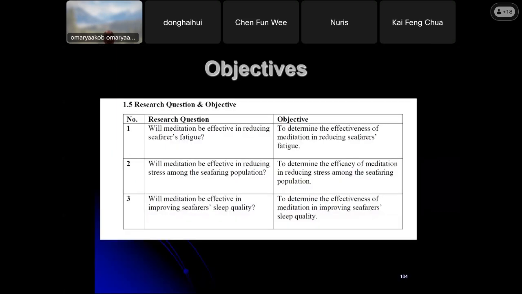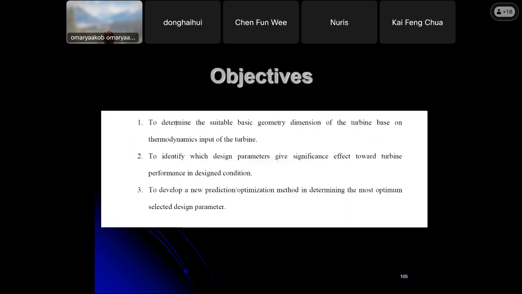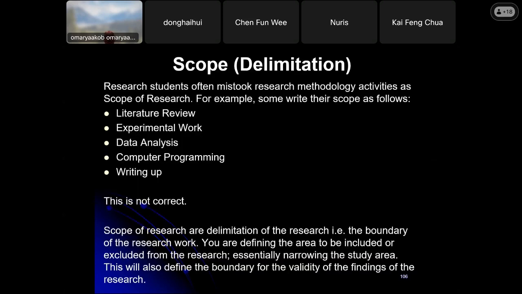And this one, will meditation be effective in reducing seafarers fatigue to determine the effectiveness? Will the medication be effective in reducing to determine the efficacy? Will the medication to determine the effectiveness of medication? Okay. So again, if you see here, to determine, to identify and to develop, here I'm supposed to ask you to reverse into your research question from here. Maybe we skip that. Okay, we want to go to scope.